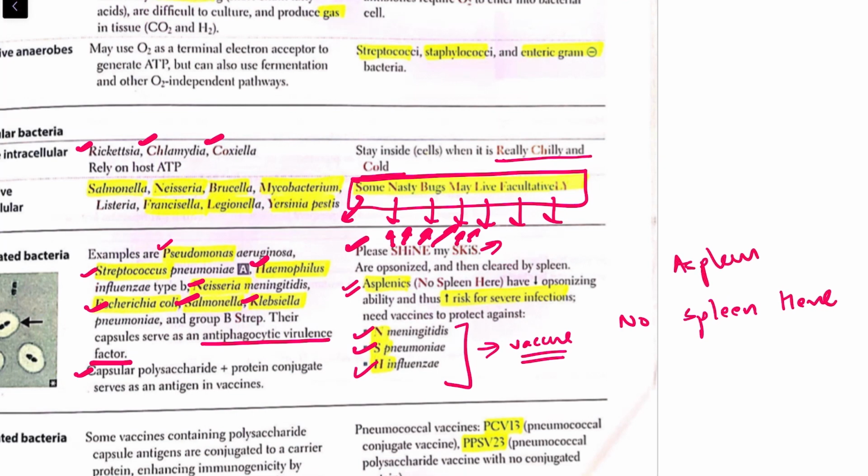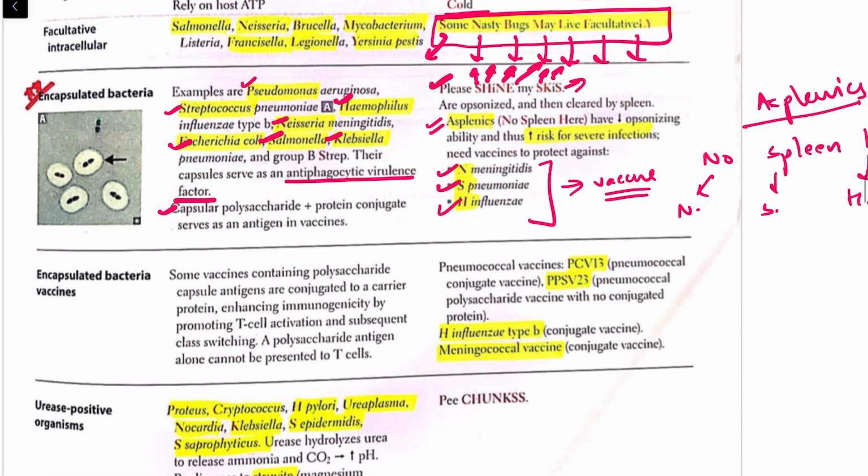Right? The vaccination is required for Neisseria meningitidis, Streptococcus pneumoniae and Haemophilus influenzae. Then encapsulated bacteria vaccine, right? It is for the H. influenzae type B vaccine and the meningococcal conjugate vaccine. These two are the vaccines.